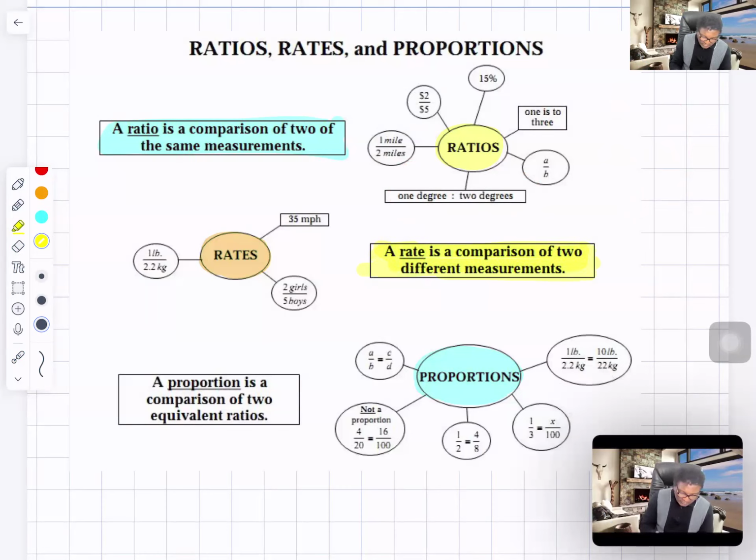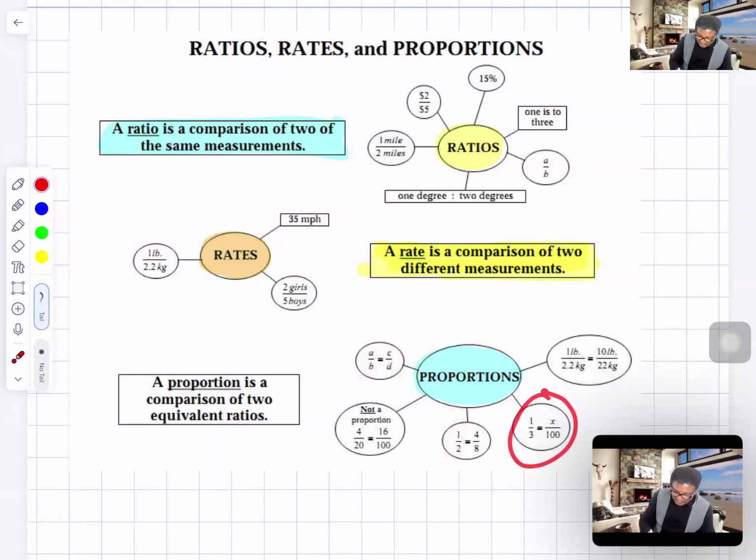So we can have 35 miles per hour, 2 girls, 2 boys, 1 pound, 2.2 kilograms. So a rate is a comparison of 2 different measurements. And then a proportion is a comparison of 2 equivalent ratios. So A over B is equal to C over D. 1 over 2 is equivalent to 4 over 8.